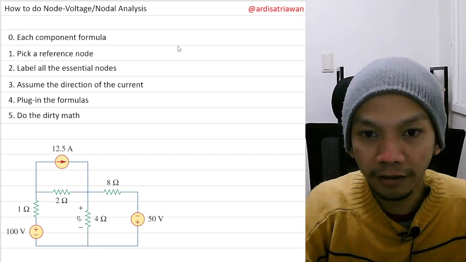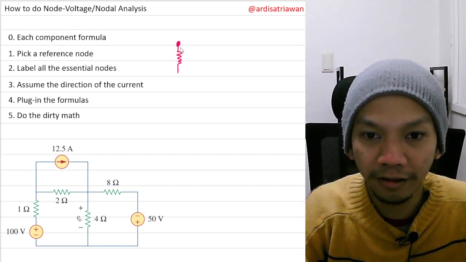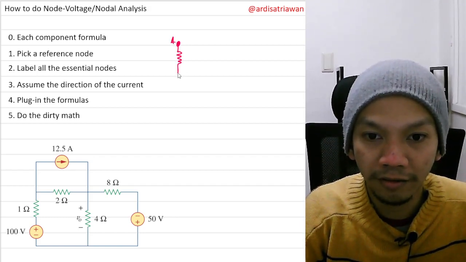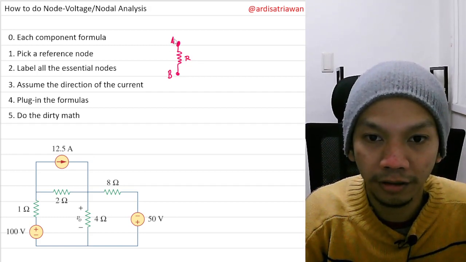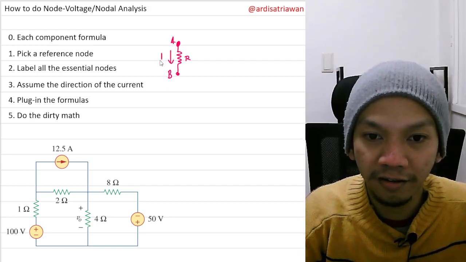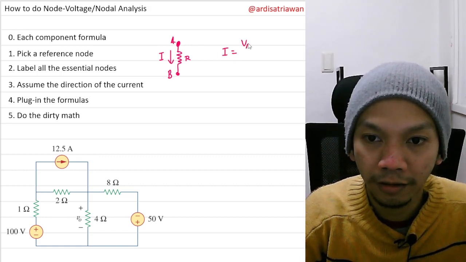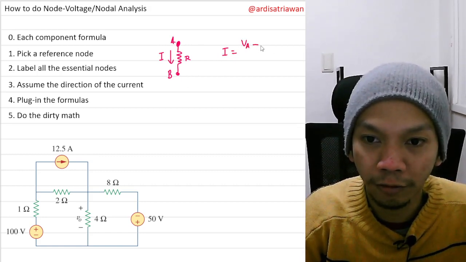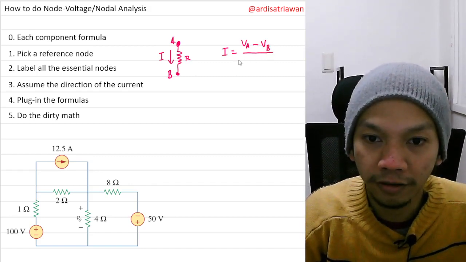So if we have a resistor, let's draw a resistor here, and this node here, let's call it node A, and then this node here, let's call it node B, and the value of the resistor is R, and we assume the current is going from node A to node B like this. So this current here, I, can be calculated using this formula, which is the voltage in node A minus the voltage in node B divided by the value of the resistor.